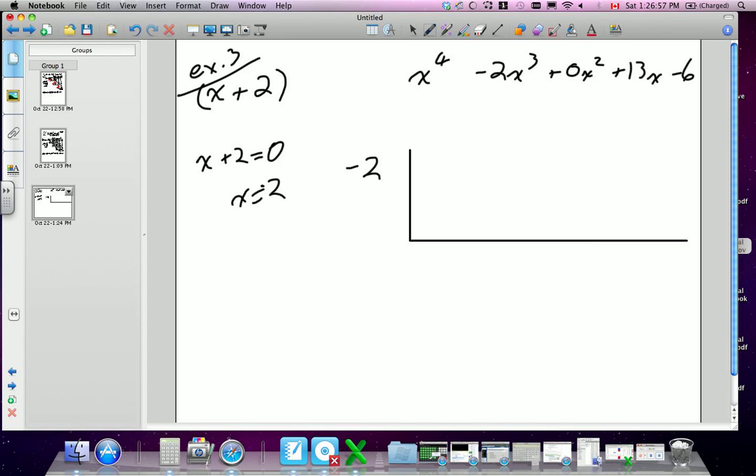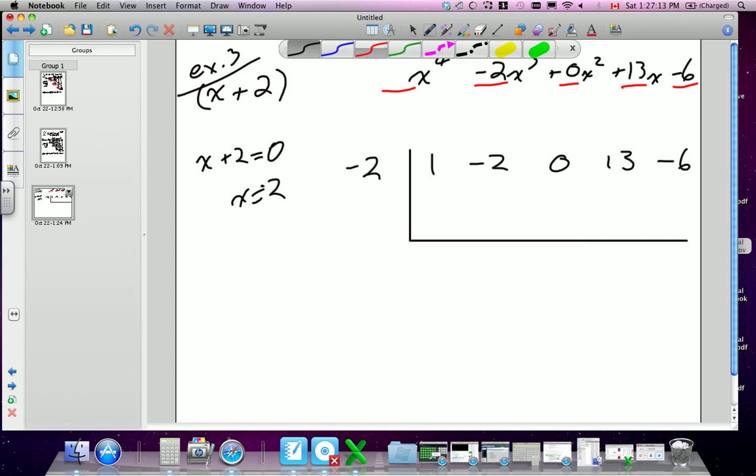Now we're going to write the coefficients of each of these terms out on top. Our first coefficient is 1. Our second one is negative 2, 0, 13, and negative 6. So essentially we've just put the coefficients straight down into the synthetic division. First thing we're going to do is move the very first term straight down.